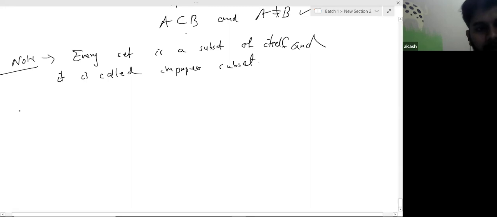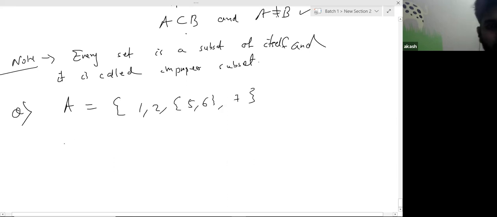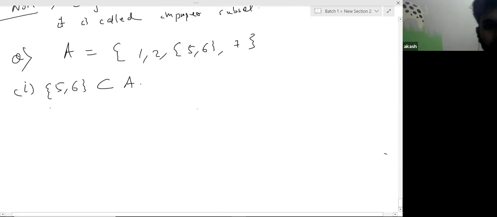All right, let's solve a question. Let's see how much you can solve. There is a set A: 1, 2, 5, 6, and 7. The first part is: the set 5, 6 is a subset of this. Second part is: the set 5, 6 belongs to A. Arsalan, this is called belongs to A. That means this element is in A, right? Like 1 belongs to A, like this.